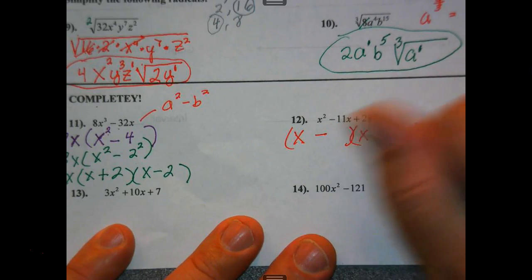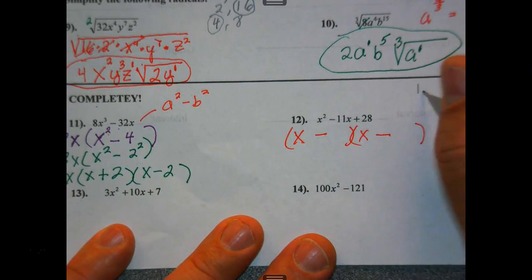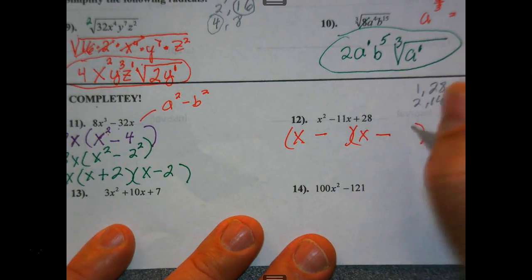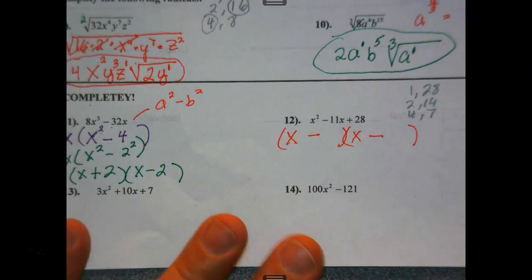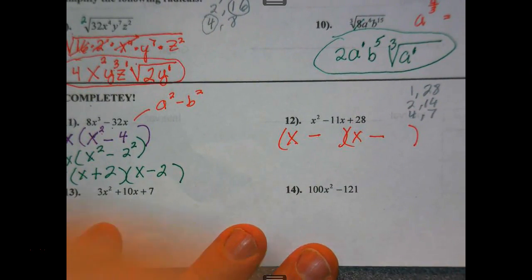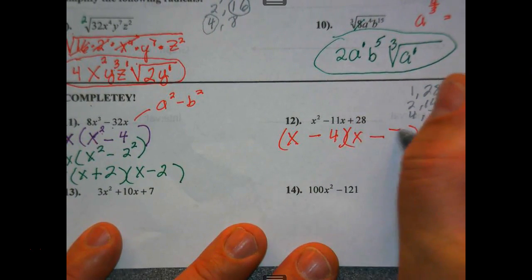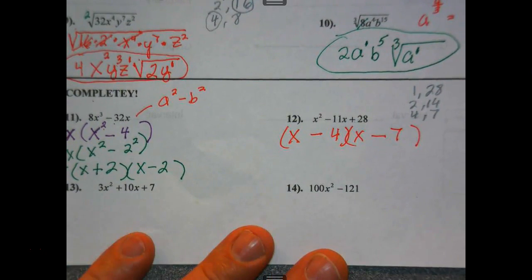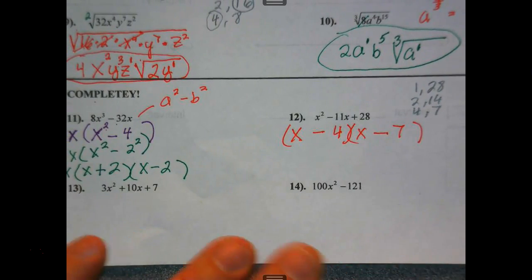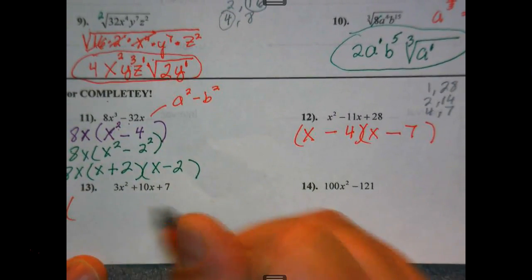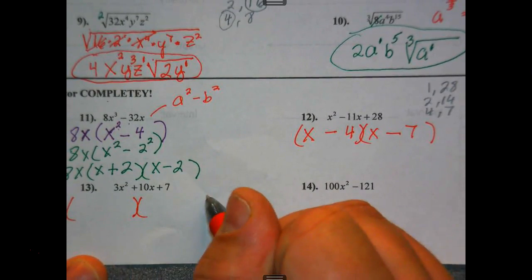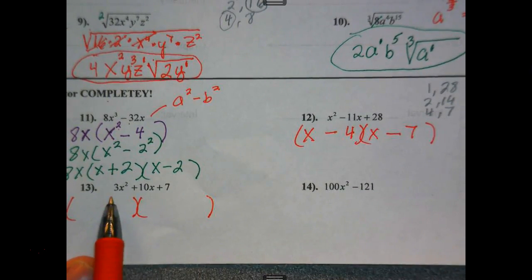We're going to add them up because it's the same sign. So I have 1 and 28, 2 and 14, 4 and 7. Which one of these add up to 11? 4 and 7.